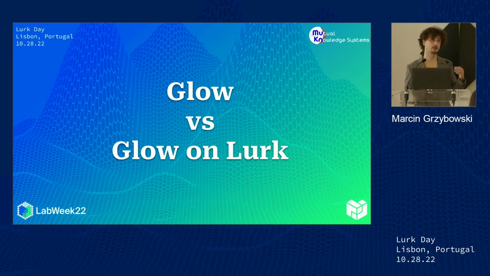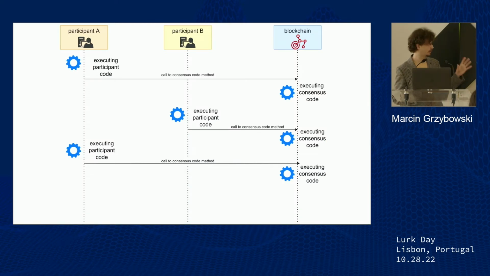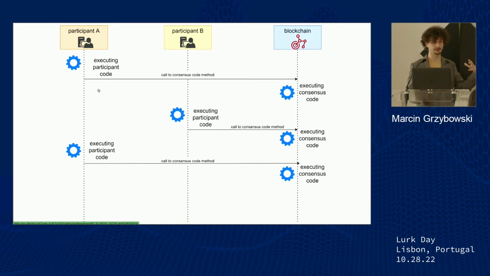Thanks to Lurk, we are able to construct zk-SNARKs simply by writing Lisp code. In this project, we are creating a transpiler for consensus code from Glow to Lurk. Let's first compare this with a very basic description of how execution of a normal smart contract, a normal program in Glow, works without Lurk. As I said, part of the Glow source code is translated into consensus code and part into local code, which is run by participants on their machines to create calls for consensus.